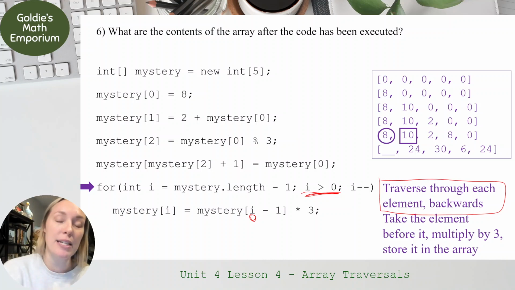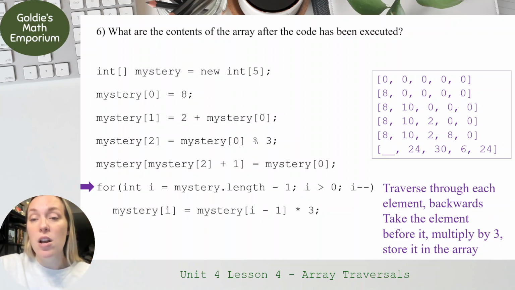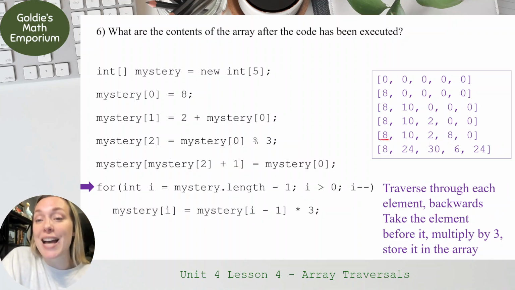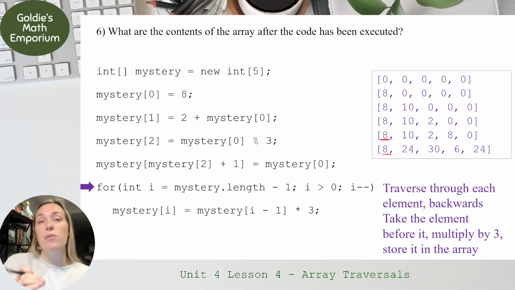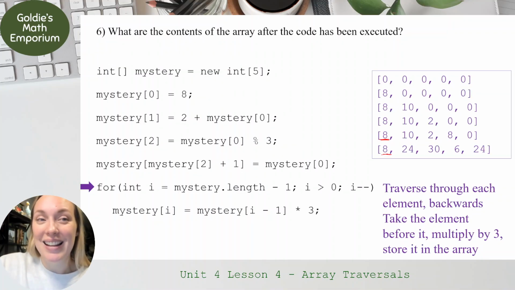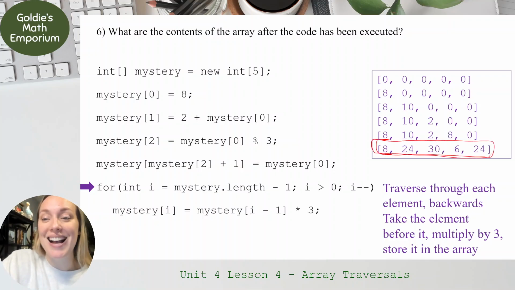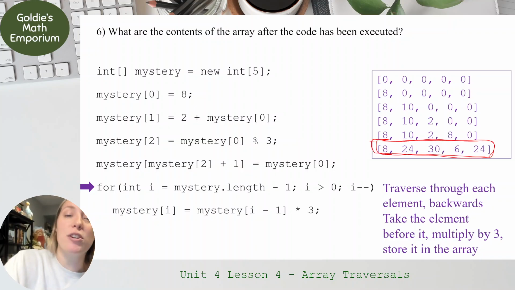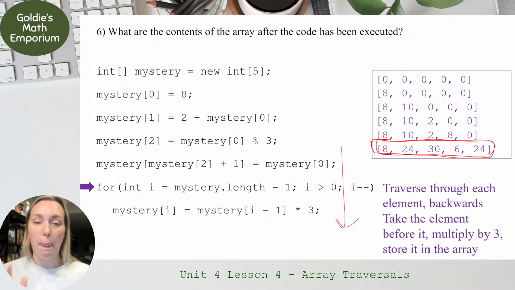I can't have negative indexes. I would get an index out of bounds, so I have to stop there. So what goes in place here? Well, that element never changed. It never got touched, so that 8 stayed the same. All right, so that is my answer. This is the contents of the array after all of this code has been executed.